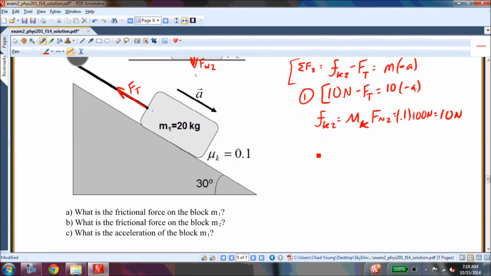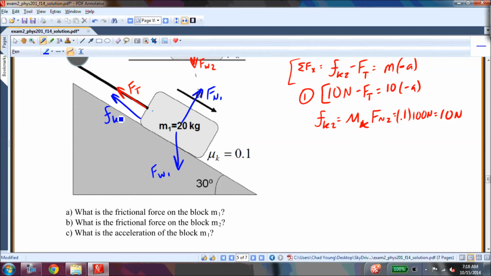Okay, now let's look at the next. I'll draw these in blue. I have my weight here, Fw1. I have my normal force, Fn1. And I have the kinetic friction, Fk1.